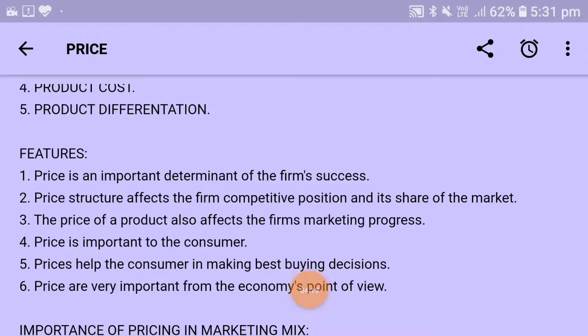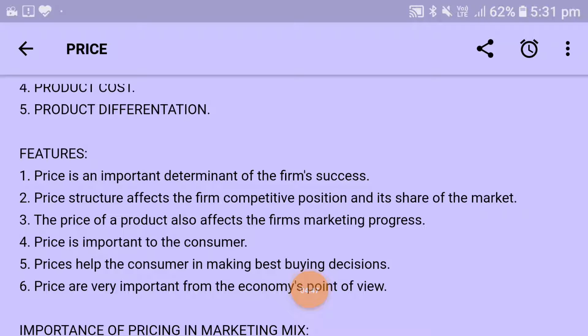Next, price is important to the consumers because it determines his purchasing power and affects his standard of living. As prices of goods and services move upward, the standard of living of a consumer is brought down. Next, price helps the consumer in making the best buying decision. It is the price mechanism which guides the consumer in allocating his limited resources, which is purchasing power, among various alternative uses.